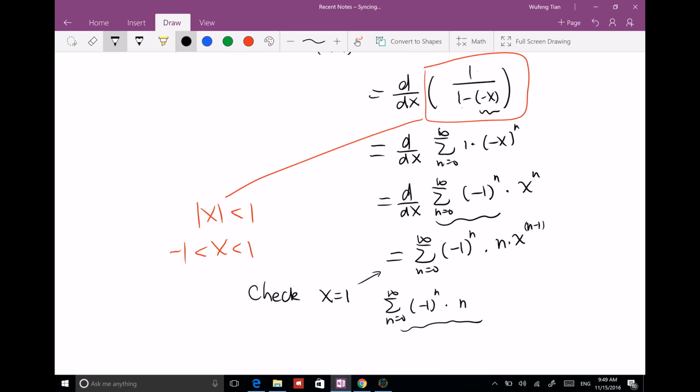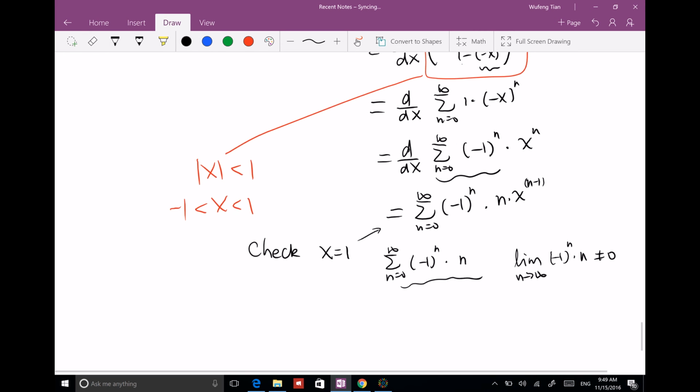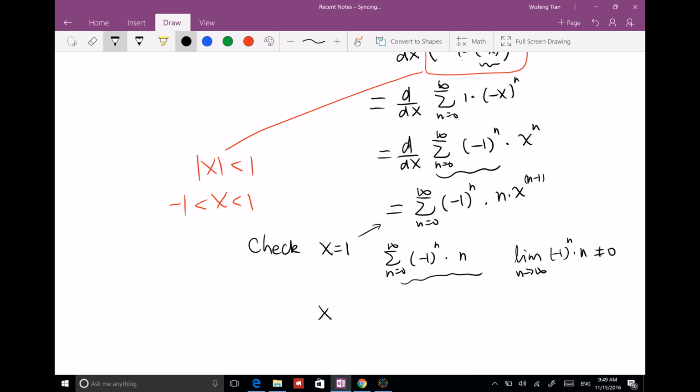I think it... I guess diverges. Why does it diverge? Because the limit doesn't equal 0. Very good. So the limit of negative 1 to the power n times n never goes to 0. Goes to positive, negative infinity. So it never goes to 0. Okay, so it diverges. So x equals negative 1.